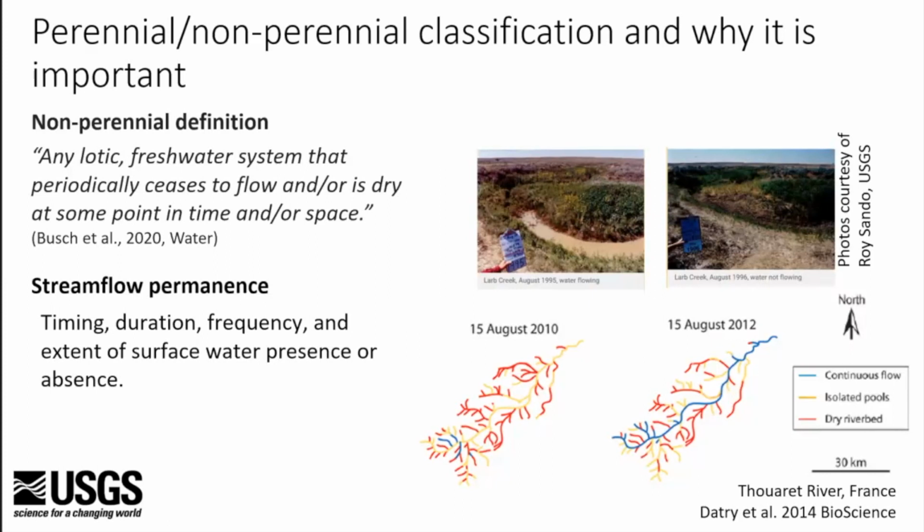So the models we've developed are looking at the probability of year-round flow. We're not talking about for how long that flow is occurring. We're not talking about how many times that occurs. It's just a probability of membership of these classes of either perennial year-round flow or non-perennial. At some point it's going to go dry.